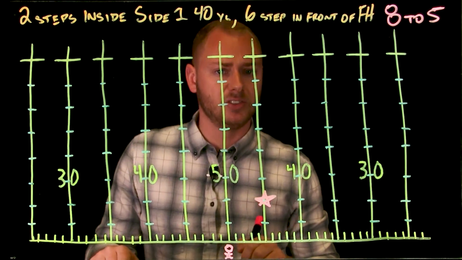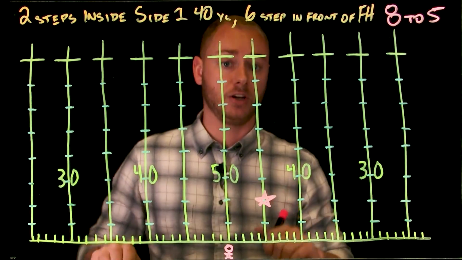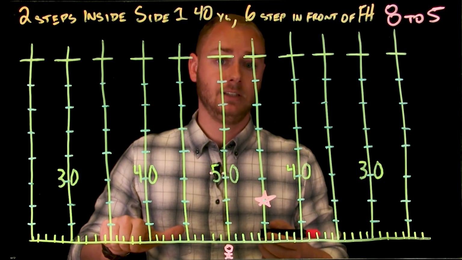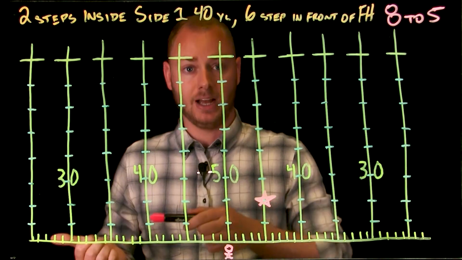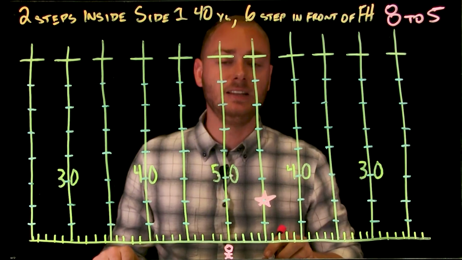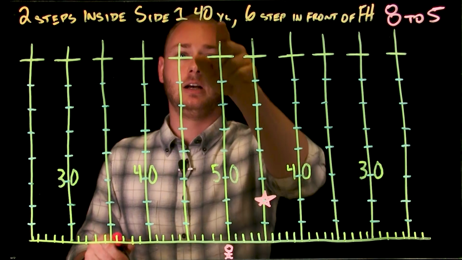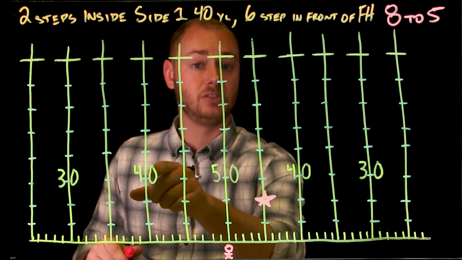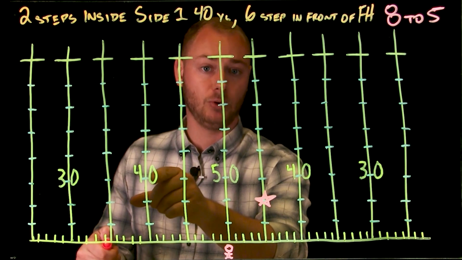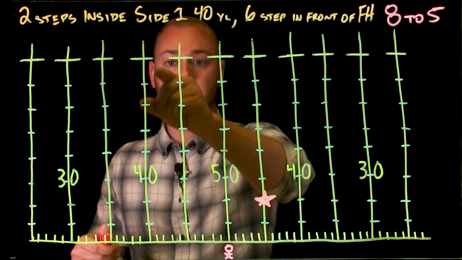Now we see 2 steps inside. Inside and outside are words that we use to help us decide which side of a yard line we're standing on. Inside always pertains to closer to the 50-yard line. Outside always pertains to further away from the 50-yard line. So when we talk about 2 steps inside, that means 2 steps on the 50-yard line side of that yard line. So here's the 40, side 140. 2 steps inside means 2 steps towards the 50. So we're going to go 1, 2 steps inside the 40. Cool. So we know that somewhere along this plane is where we're going to be standing.